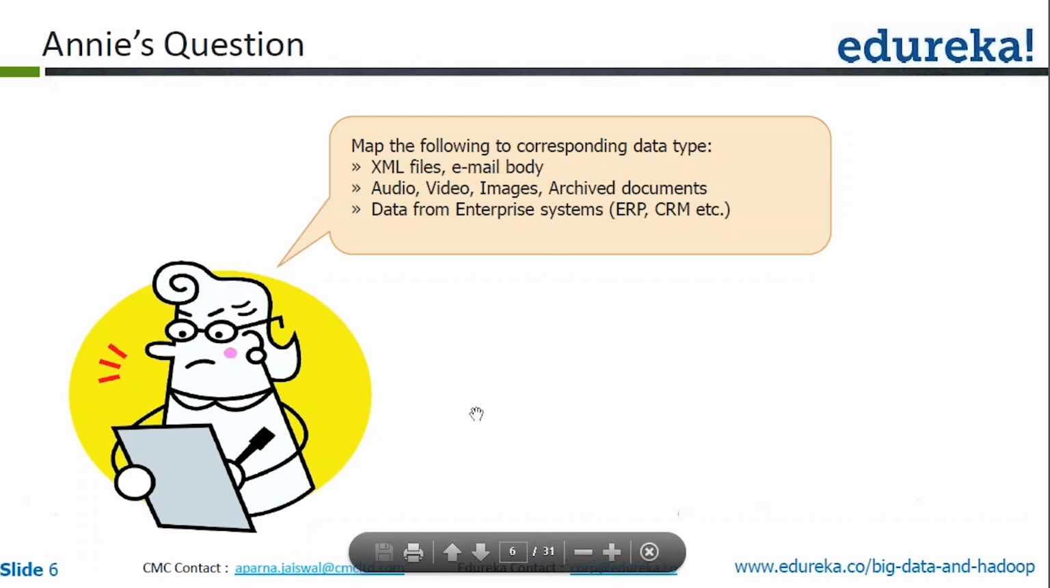Now let me put a scenario for you. Assume you have 100 terabytes of CRM data, ERP data. To some extent, sophisticated databases like Oracle can handle it. But can I analyze and handle 100 terabytes of audio or video with any other database? I cannot. I need some mechanism to do it.